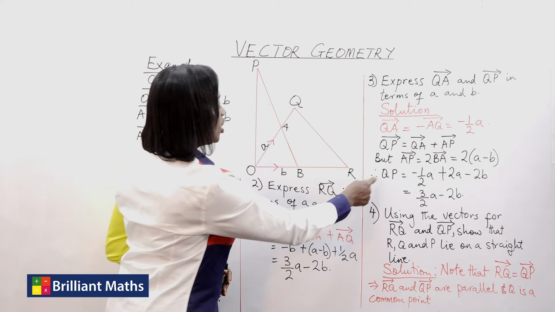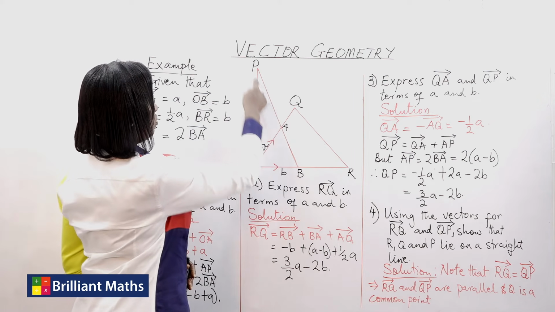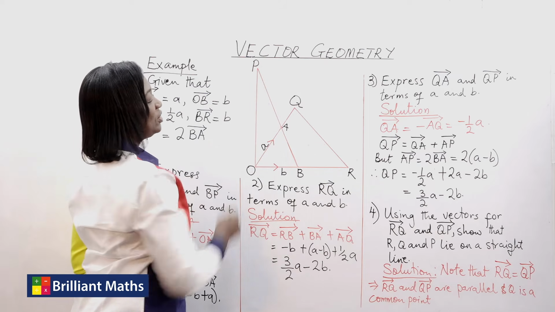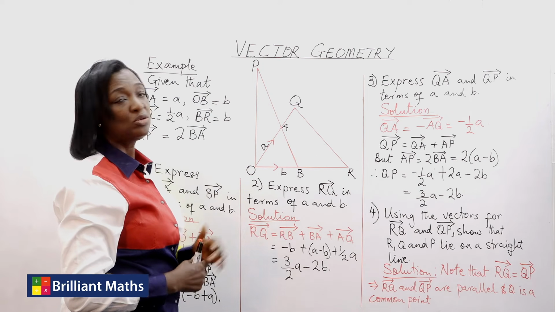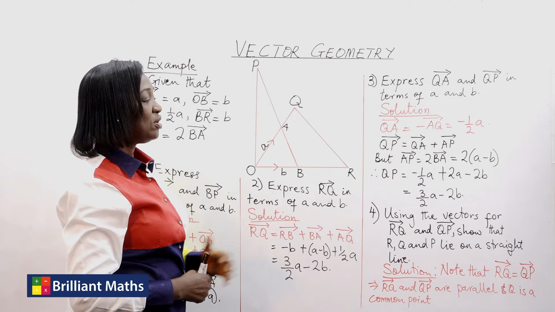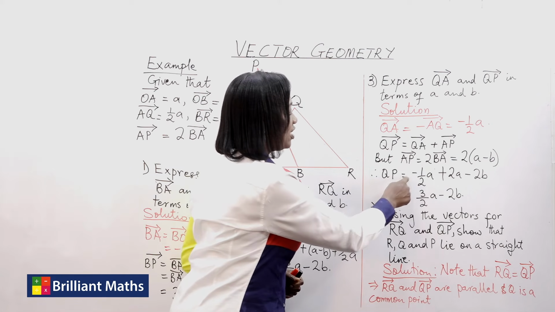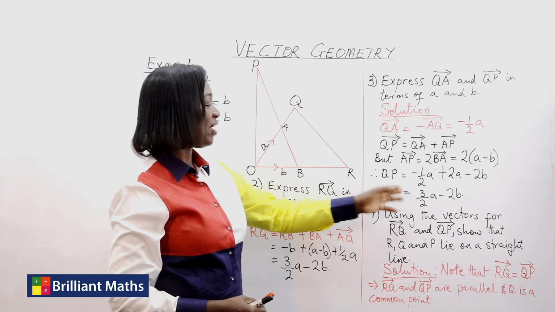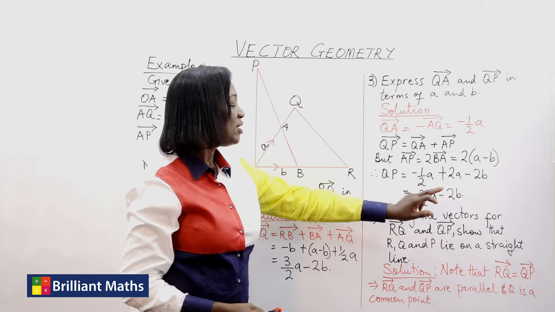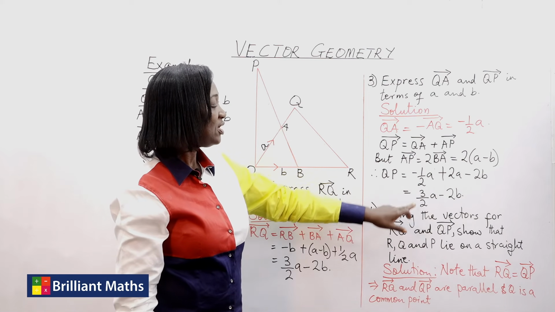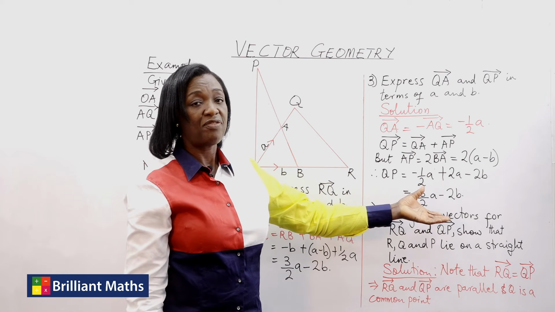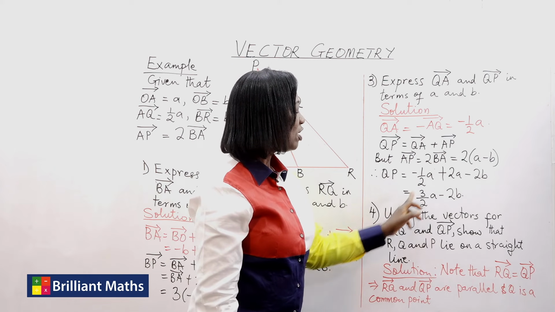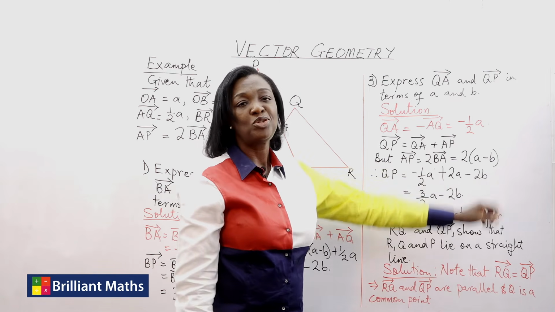So that QP is minus half a plus AP, which is 2 into a minus b. So open up the bracket. So we have minus half a plus 2a minus 2b. Simplify. 2a minus half a will give us 3/2 a. All right? So that our QP is equal to 3/2 a minus 2b.